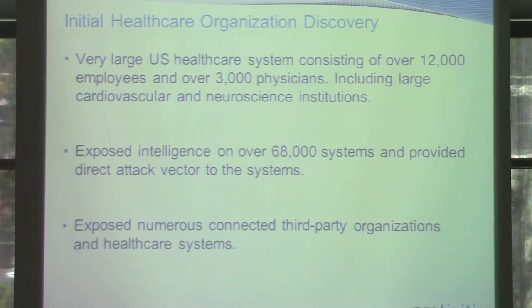So the first healthcare organization we found was big. I worked with Sean Mergeringer on this, and it took hours just to download the export dump from Shodan. There were over 68,000 systems on their internal network. Now that's all their systems. That wasn't just medical devices. We were looking at it for the medical device side, but they also had their financial systems, everything, domain controllers. We were able to identify it all and hit all of it from the internet.